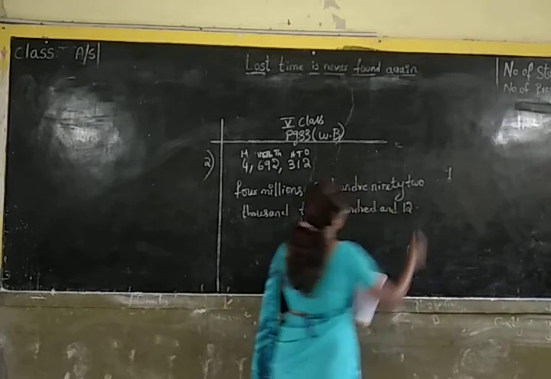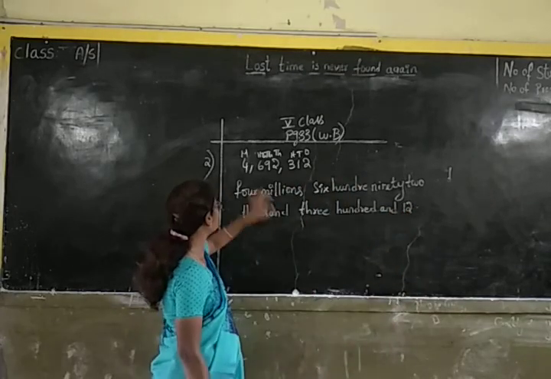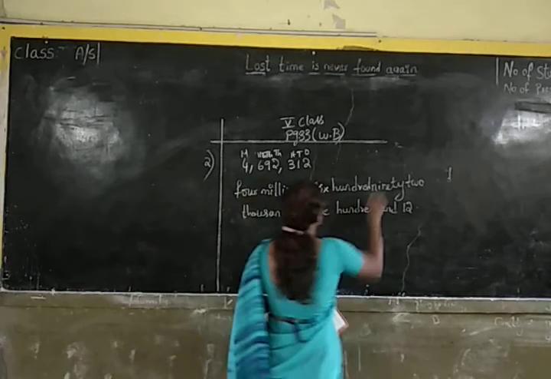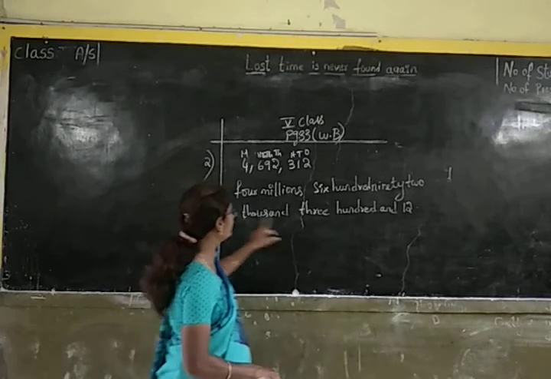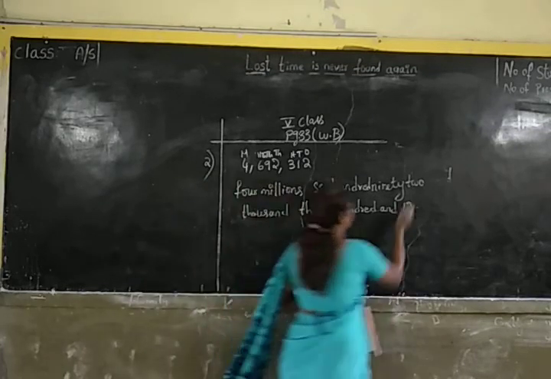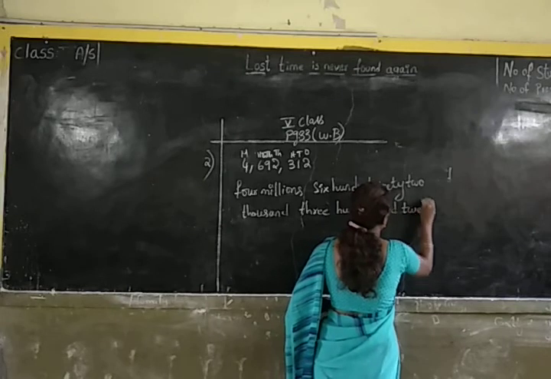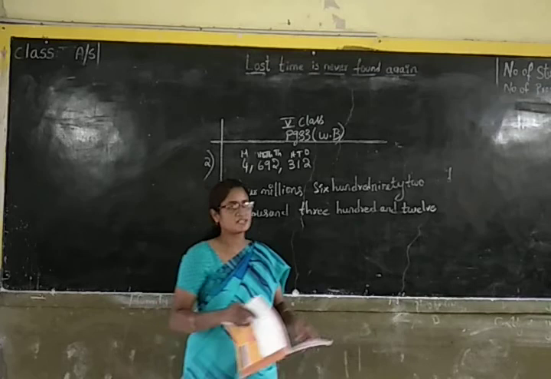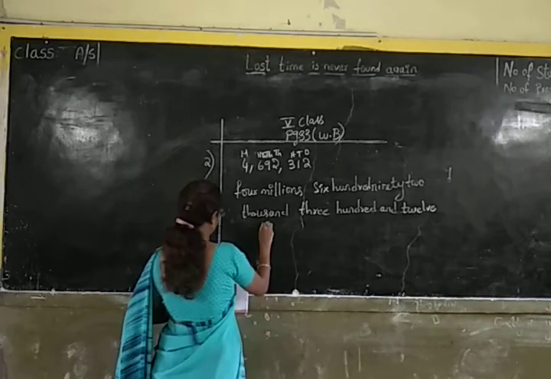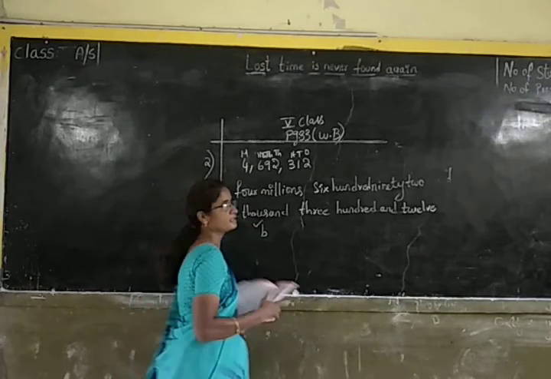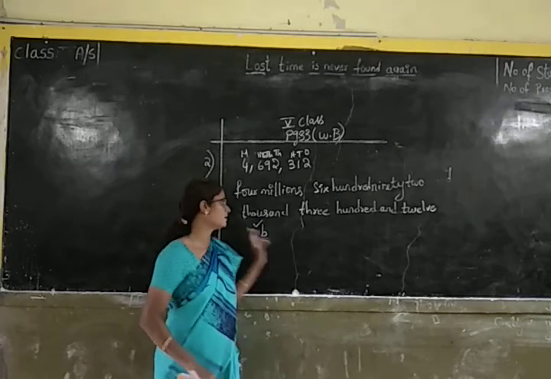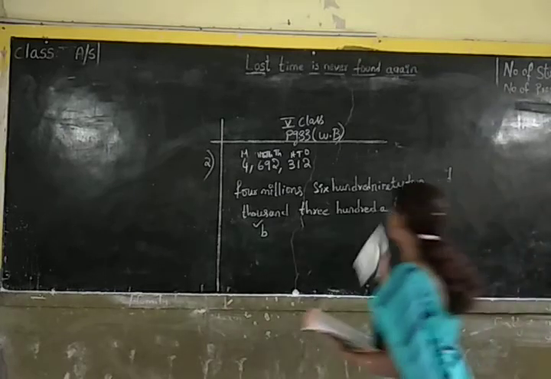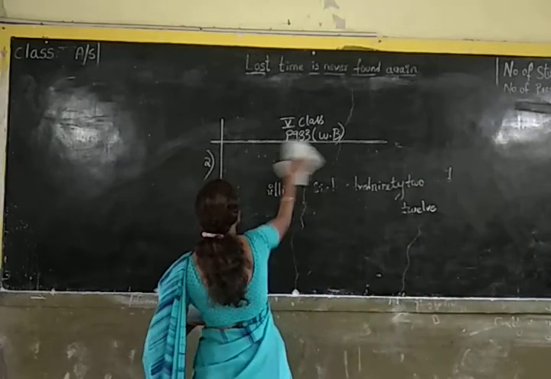312. So this is the answer. 4,692,312. So here three options are given. So the correct answer is B. So all of you pick the B option. Okay children, all of you pick the B option. Now let us do the next question. That is the third question.